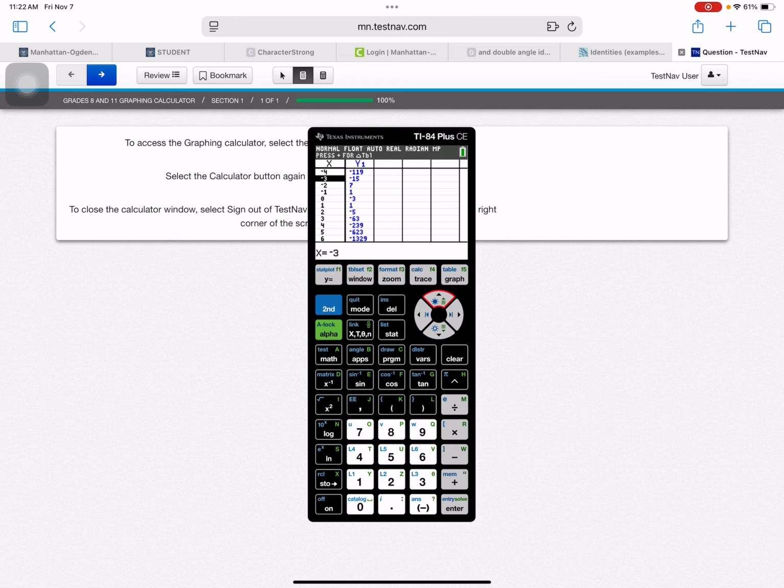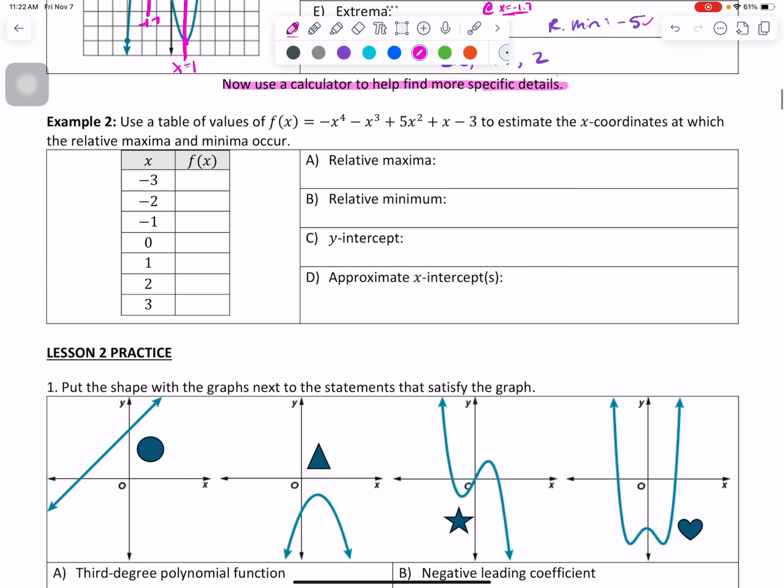So you see I have negative 3, the y value is negative 15. Then negative 2, the y value is 7. So fill that part of the table out, and I'm going to fill it out here. So I have negative 15, 7, 1. You should see 0 is -3, 1 is 1, 2 is -5, and 3 is -63. Okay, so we are just going to guess where these things are.